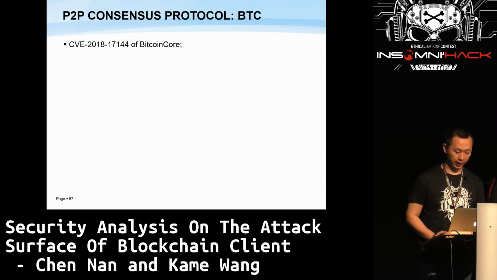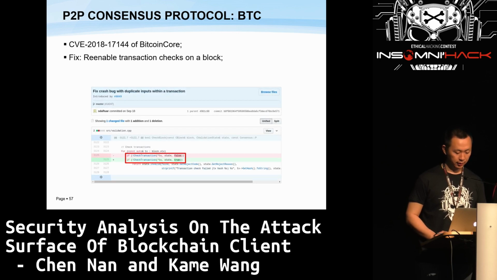This vulnerability has a CVE number. The vulnerable program Bitcoin Core is a popular client of Bitcoin. The vulnerability exists in the transaction validation process of a newly received block. As shown in this picture, when the function CheckTransaction is called with the third parameter set to true, it will enable the check for duplicate inputs within a transaction. However, this check is very time-consuming. Therefore, developers have disabled it because they believed that the detailed transaction handling code could take good care of this kind of unusual situation. Unfortunately, it didn't.